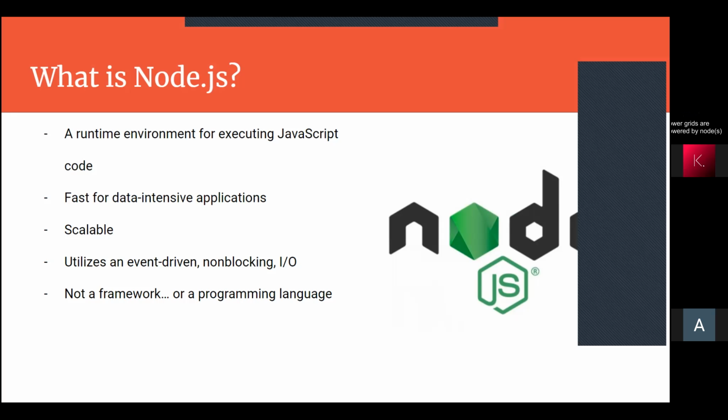Also, because it utilizes an event-driven non-blocking I/O, it's really great for data-intensive real-time applications, and I'll also show what that means in the following slides. But non-blocking basically just means asynchronous. And again, Node is not a framework, but it's a runtime environment for executing JavaScript. A lot of people mistake it for a framework or programming language, a lot of beginners, people who are just learning Node, might mistake it, but it isn't.